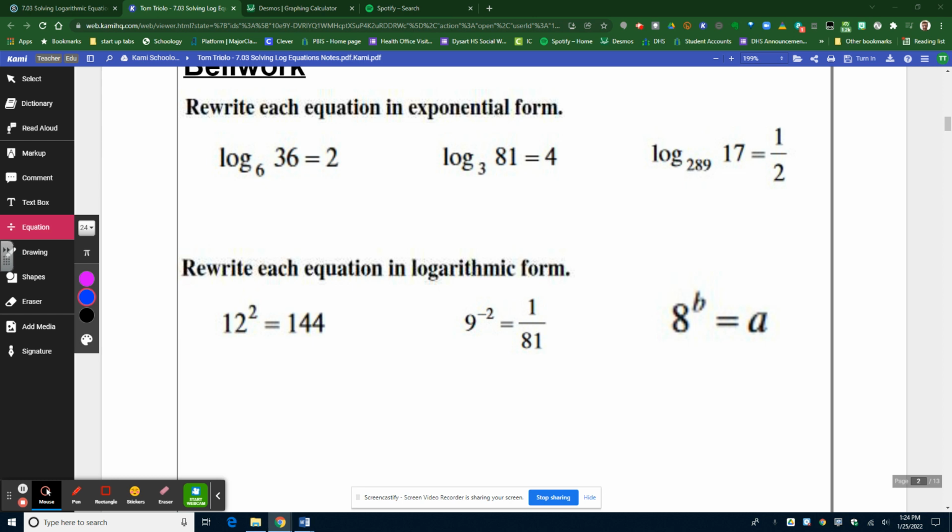Log base 6 of 36 equals 2. Now exponential form: 6 squared equals 36. Make sure that the equation still is true. They're just two different ways of saying the same thing. The top one says 6 to what power is 36, and that number is 2. 6 squared equals 36 means the same thing.